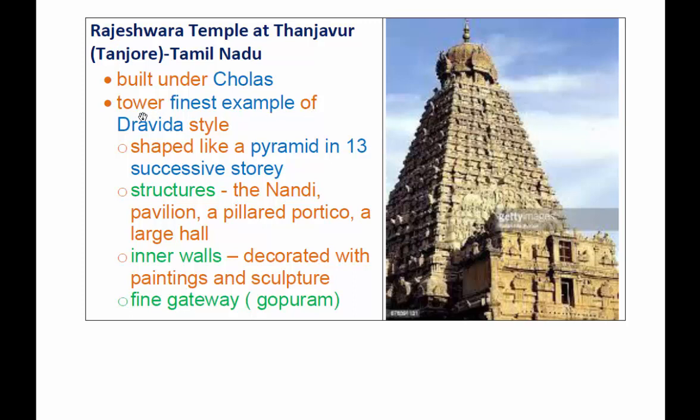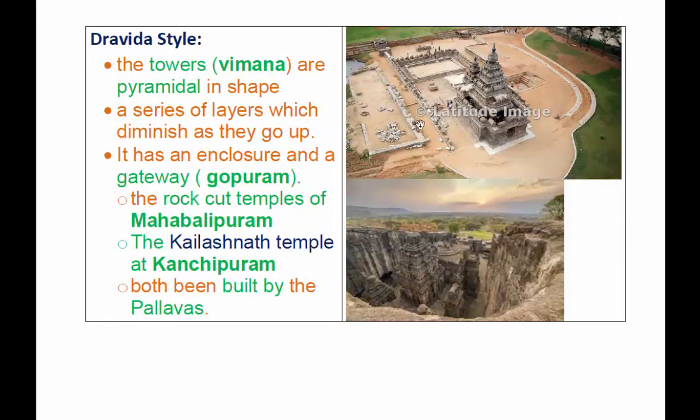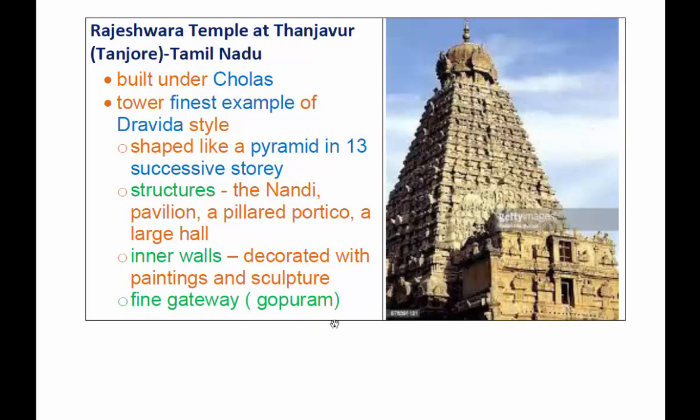If we look at this very temple, its tower is supposed to be the finest example of this Dravida style. It is shaped like a pyramid in 13 successive stories. If we count it, it will be 13 stories. They have a lot of structures like the Nandi, a pavilion, a pillared portico, as well as a large hall in this temple. The inner walls are usually decorated with paintings and sculpture. They also have a very fine gateway, which I have mentioned before up here. That's what we call a gopuram. So gopuram is a fine gateway.